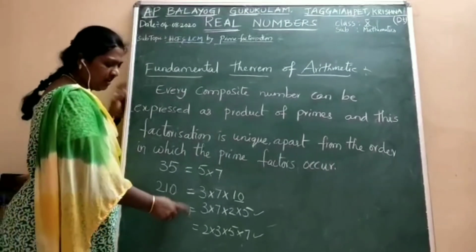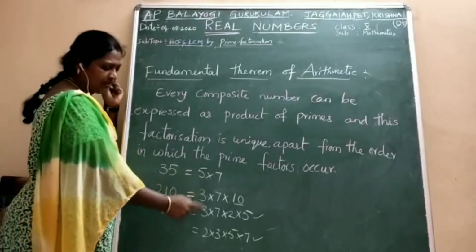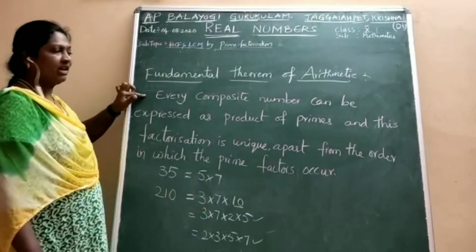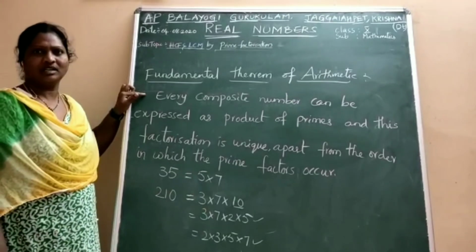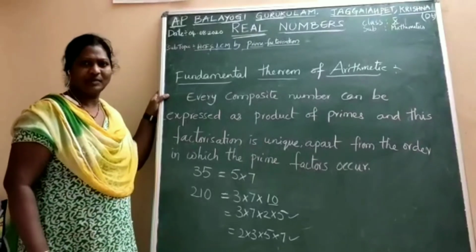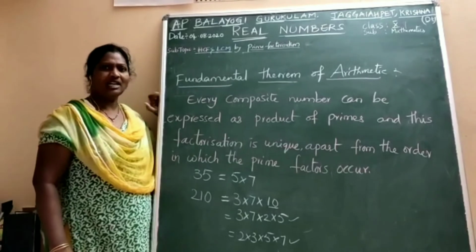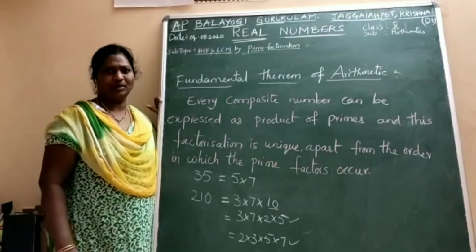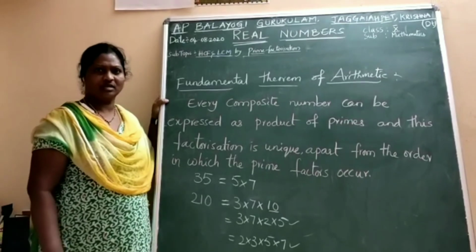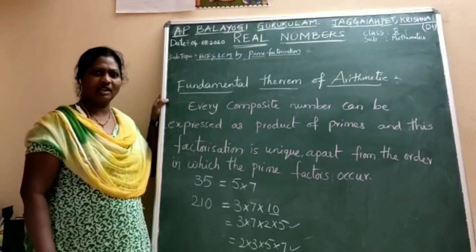So how can we write? We don't bother about the order. But every composite number can be expressed as a product of prime numbers. So that is the fundamental theorem of arithmetic. This is a fundamental theorem of arithmetic and it is very important in public examinations. So it will be asked as 1 mark questions also. Okay, what is the fundamental theorem of arithmetic? Like that they will ask.